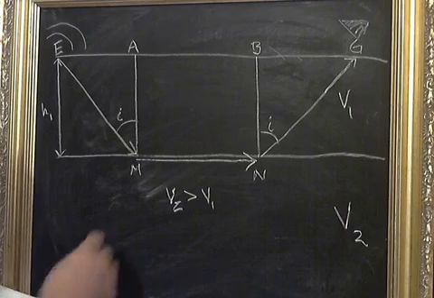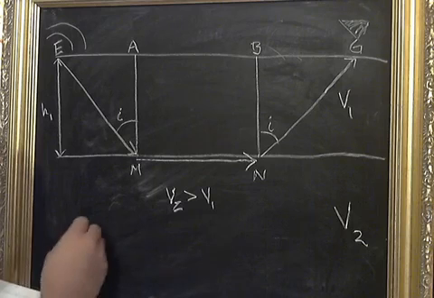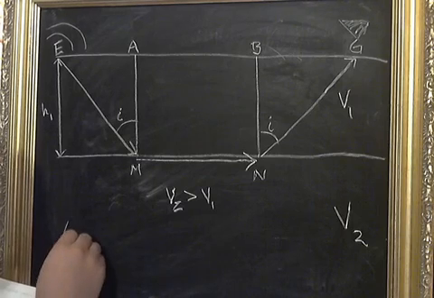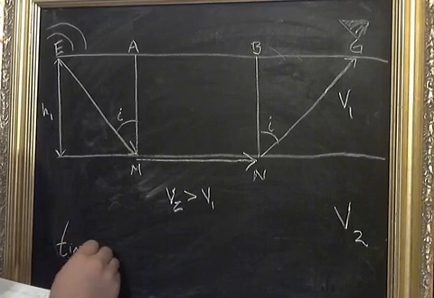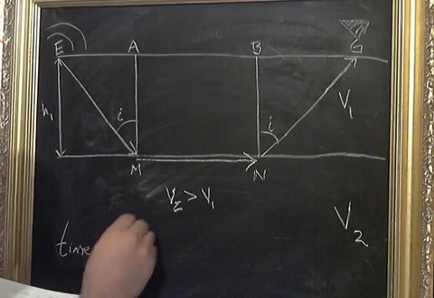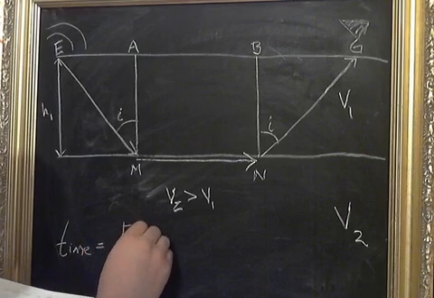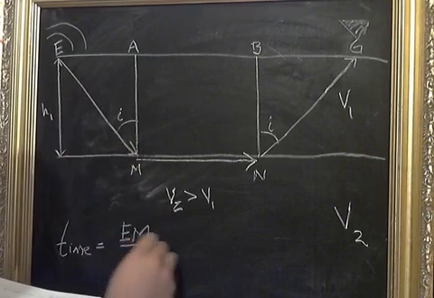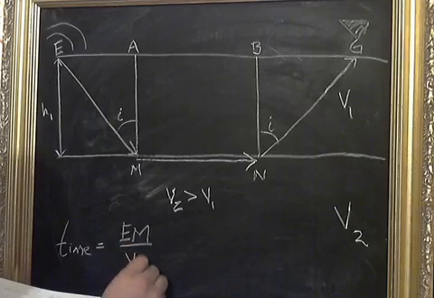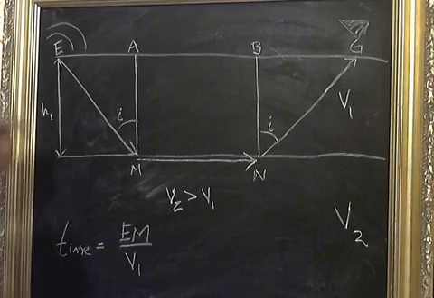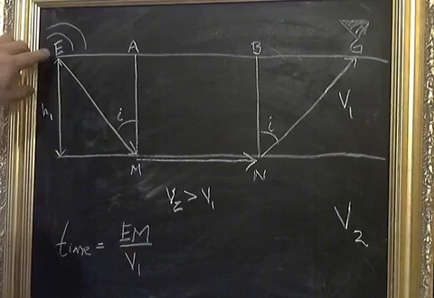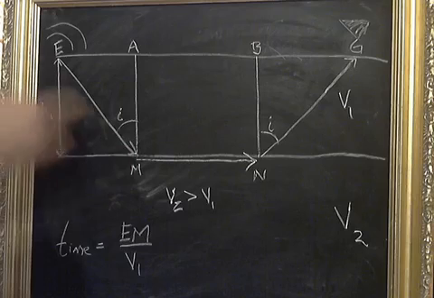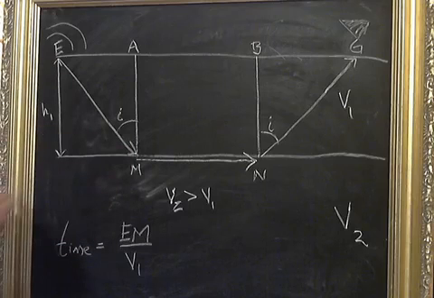So the total time for a head wave is going to be defined by time is equal to EM, that distance, divided by V1. And why EM over V1? Well, the time it takes for the wave to go from this point to this point is not just that distance. Time is defined by distance over velocity.